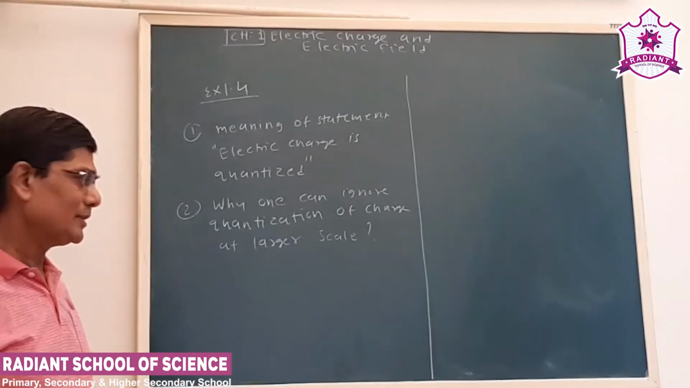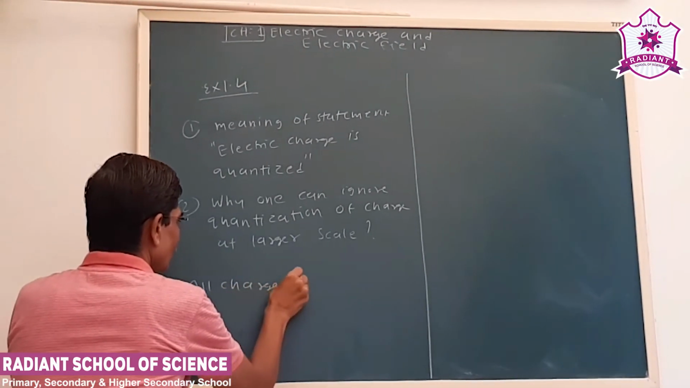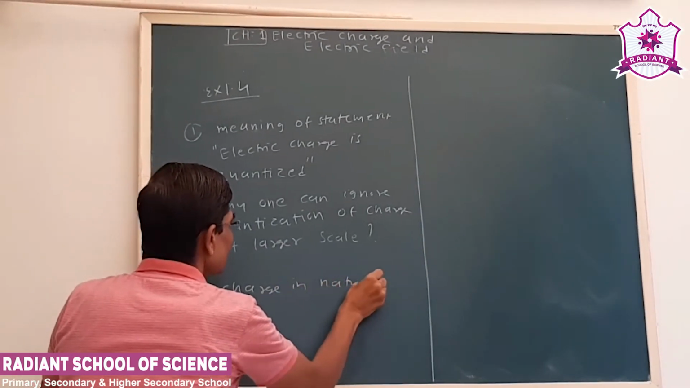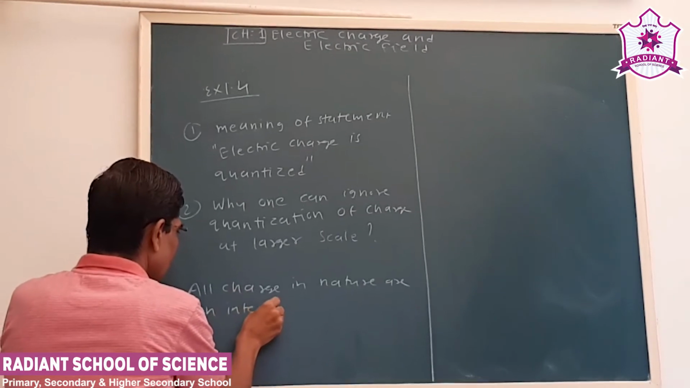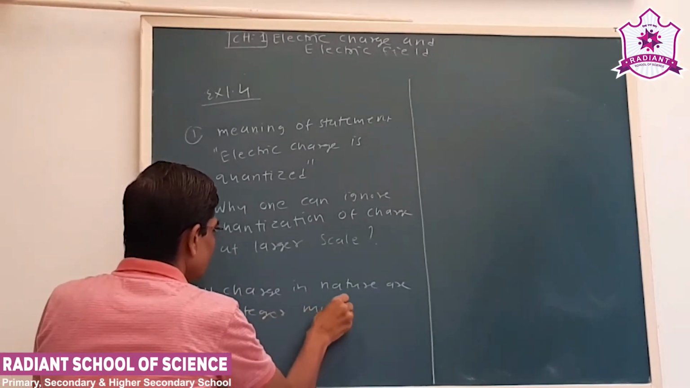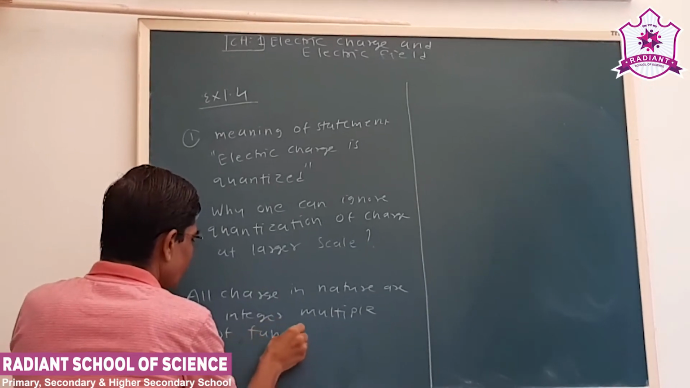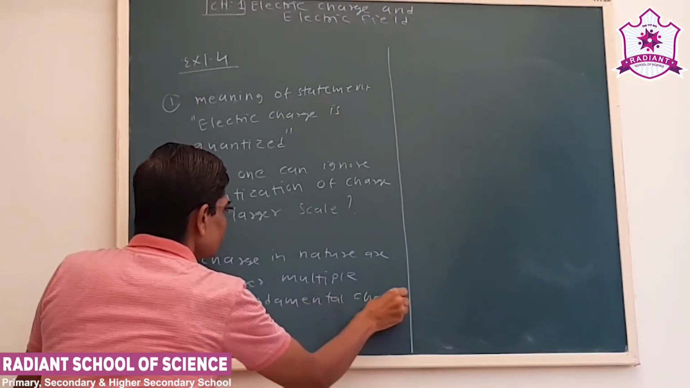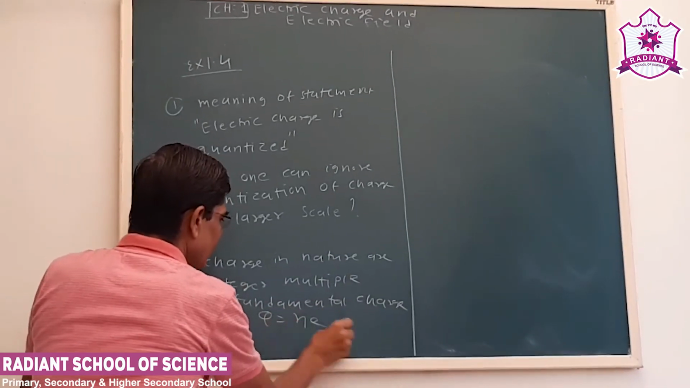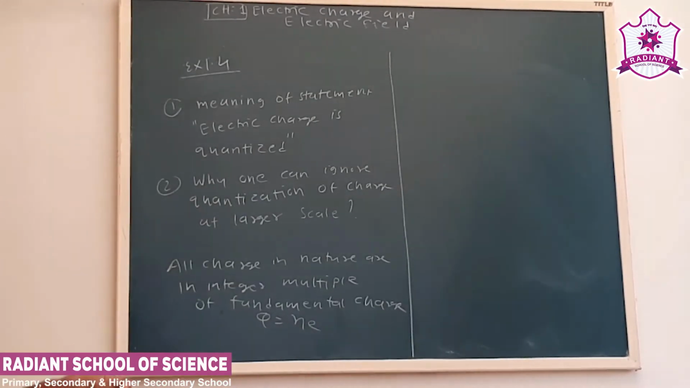See, all the charges in nature are integer multiples of the fundamental charge. That is Q is equal to Ne. See, that basically represents the quantization of the charge. So that is our first answer.